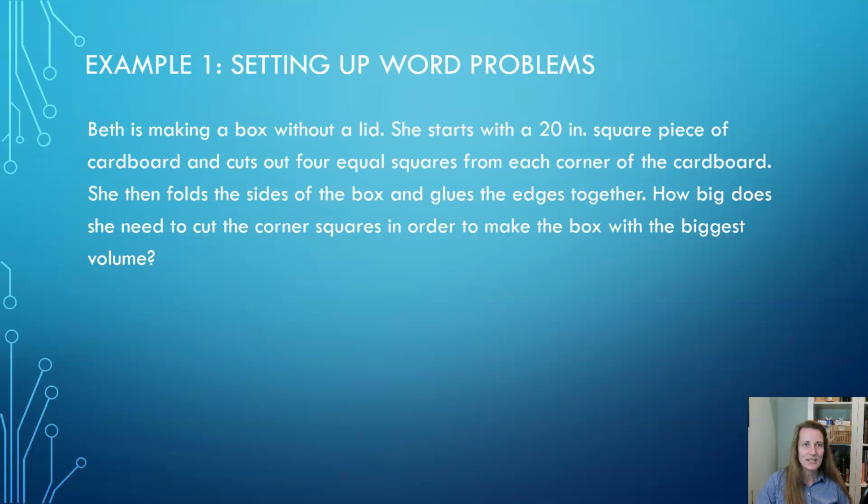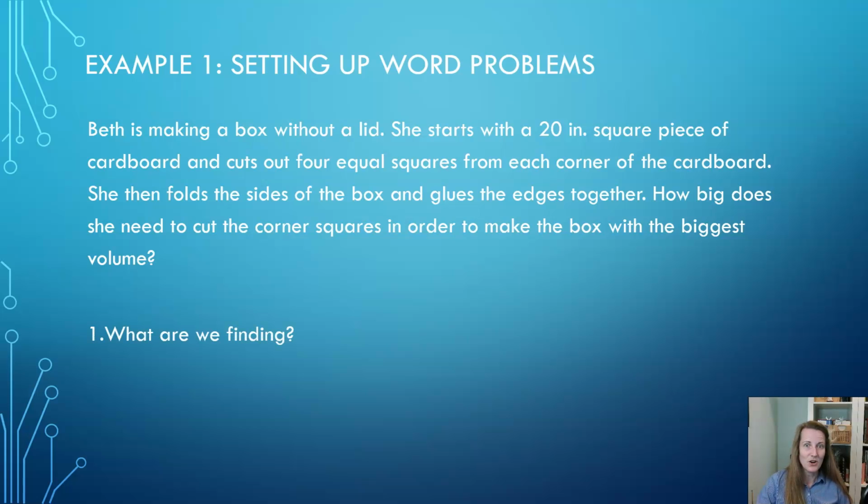Here's our first example. Beth is making a box without a lid. She starts with a 20-inch square piece of cardboard and cuts out 4 equal squares from each corner of the cardboard. She then folds the sides of the box and glues the edges together. How big does she need to cut the corner squares in order to make the box with the biggest volume?